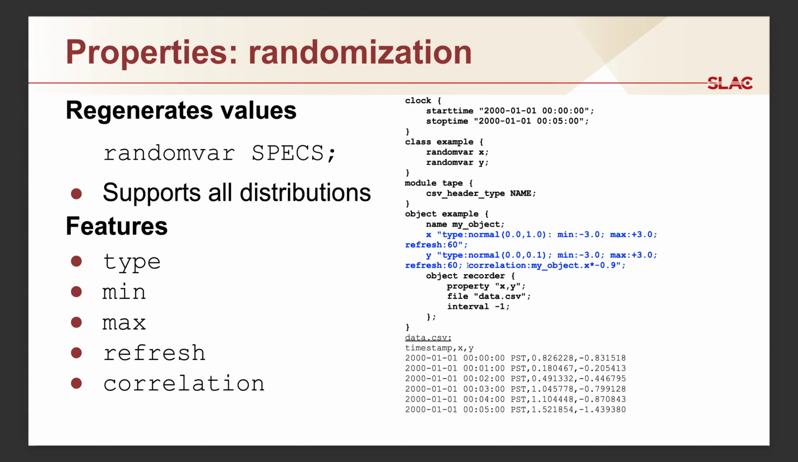Another thing that's important and very useful is the ability to set the correlation. So if you specify correlation with another property, then the random variable will be based on essentially a weighted contribution from that other property. So in this case, it's correlated with a correlation factor of negative 0.9 times that other object property X. In this case, it's the same object, but it's the random variable generated by this property.